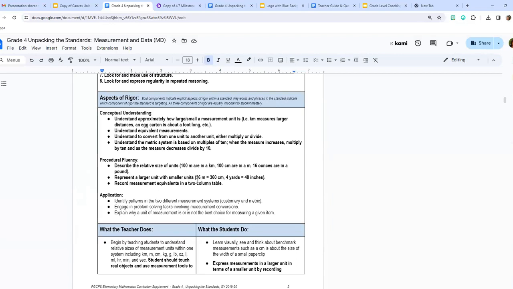And at this time, you would have your students really develop and see the relationship here. They should be able to then complete their table, which takes them down to this next one. Record measurement equivalents in a 2-column table.